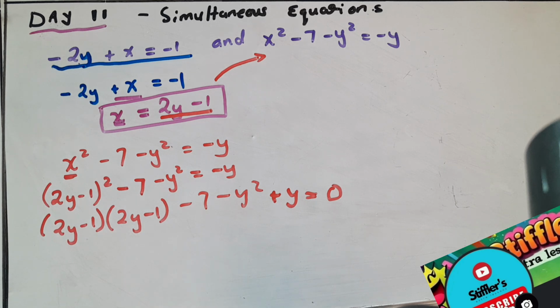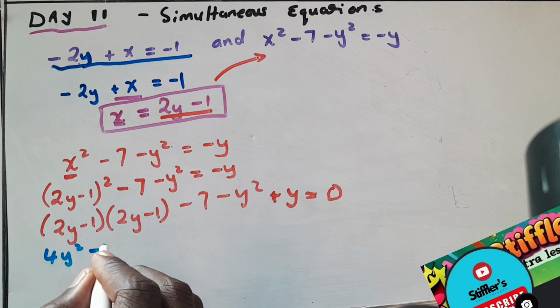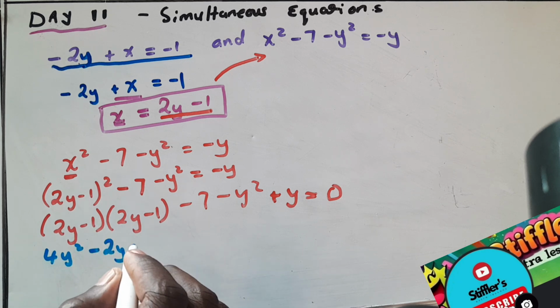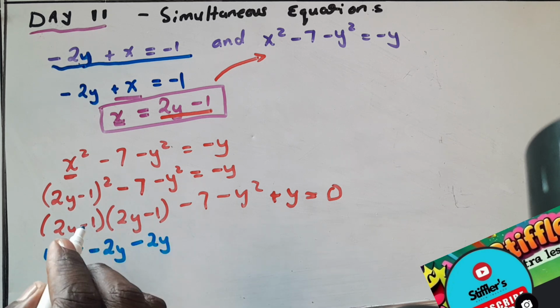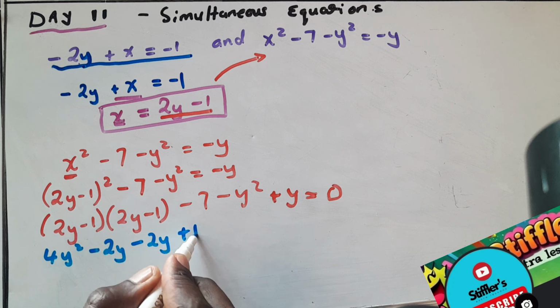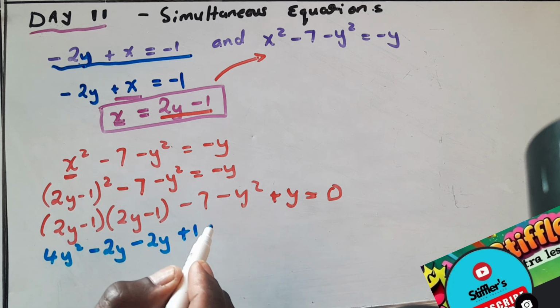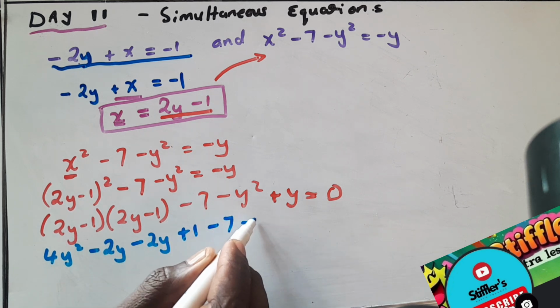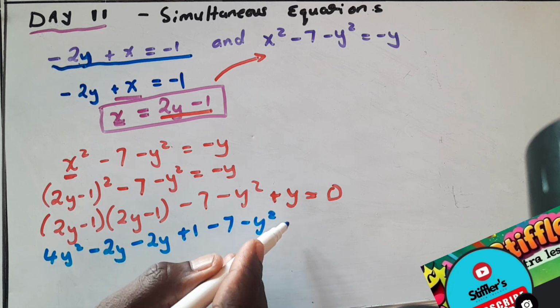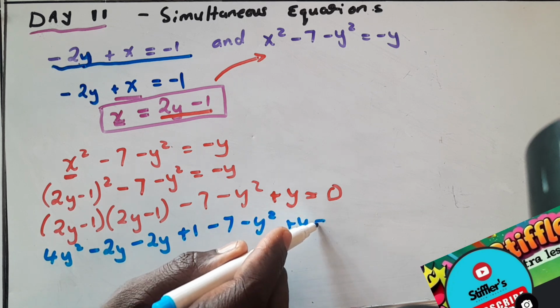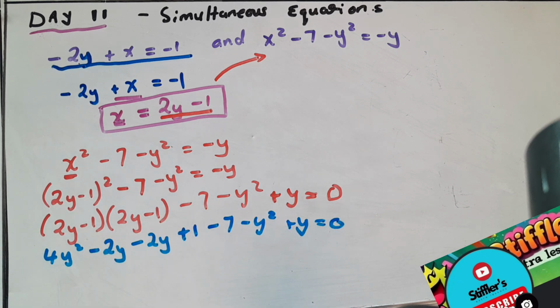The next step is to multiply out the brackets. This multiplied by this gives us 4y squared. This multiplied by this is negative 2y. This and this, negative 2y. And then this and this will be positive 1. Then we continue with the rest, so this is minus 7 minus y squared plus y being equal to 0, like that.